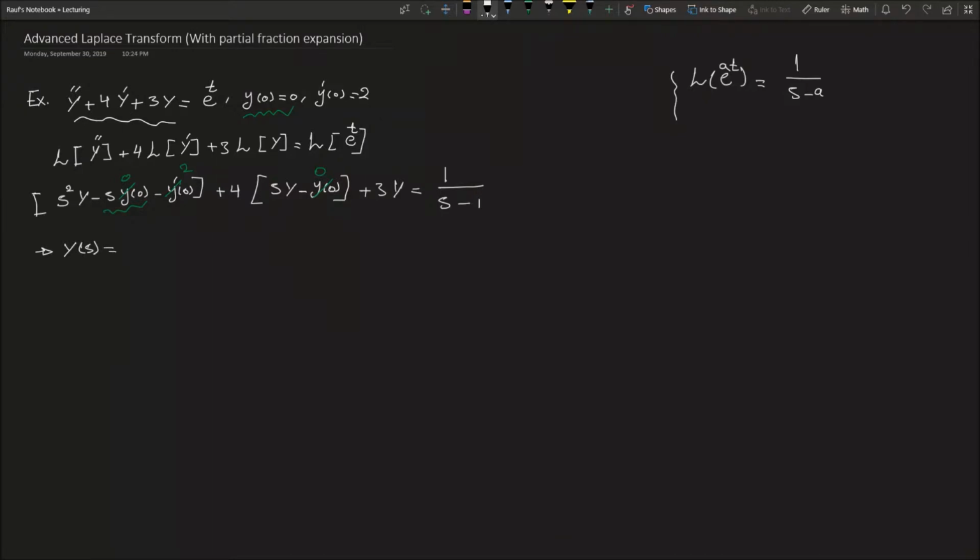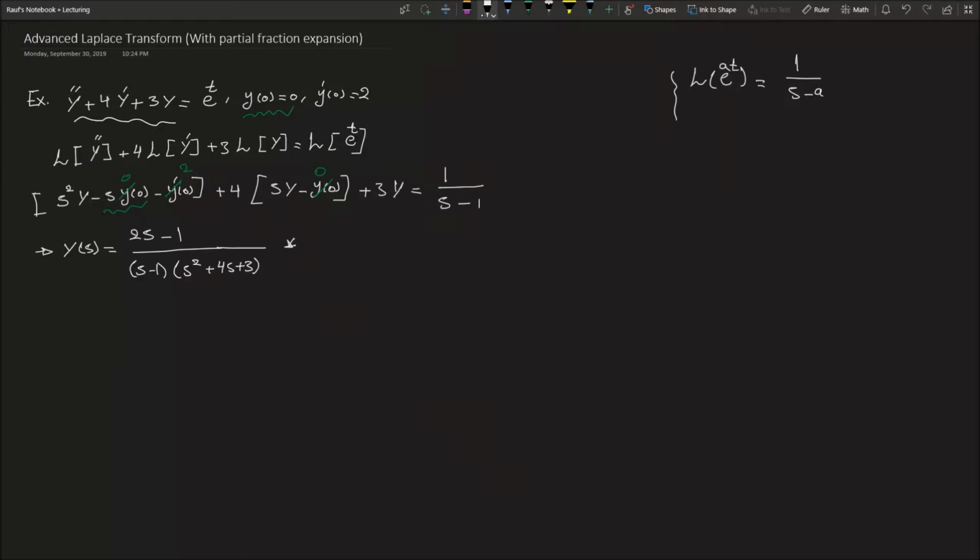So y of s will be 2s minus 1 over s minus 1 multiplied by s squared plus 4s plus 3. Let's extend this line. Okay, that's, let's say, half of the solution for the problem.